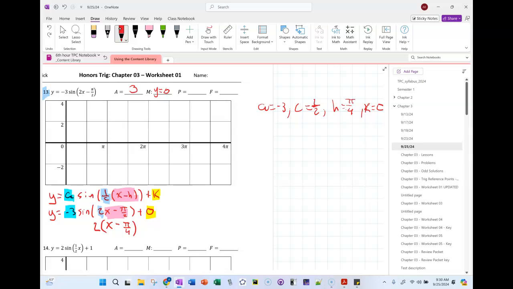Mr. Kulik, will you really be that picky about it? Yes! But I'm telling you now that I'm going to be picky about it, so there's no excuses. All right, the period, how do we find that? The formula for period is 2 pi times the absolute value of c. What's c in this case? A half. What's 2 pi times a half? Pi.